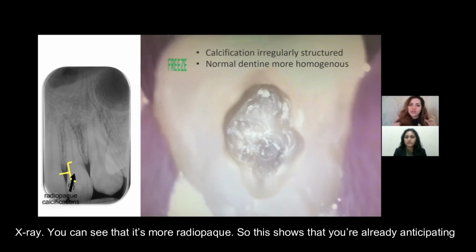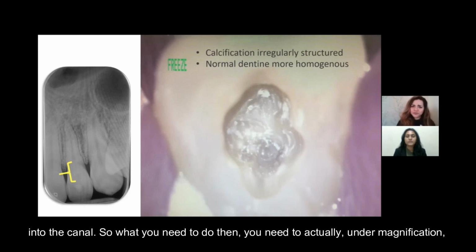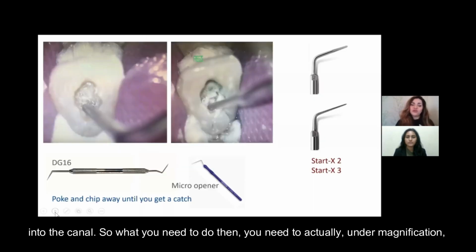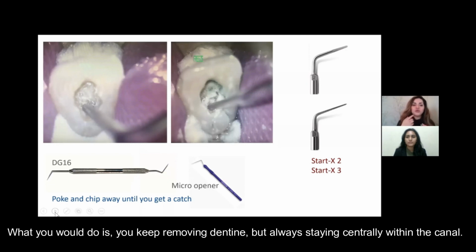So this shows you that you're already anticipating when you access this tooth. Look at what you find. It's actually solid. You've not got into the canal. So what you need to do then, under magnification, using the ultrasonics that I've described previously, is trough intermittently. And what you would do is you keep removing dentine, but always staying centrally within the canal.